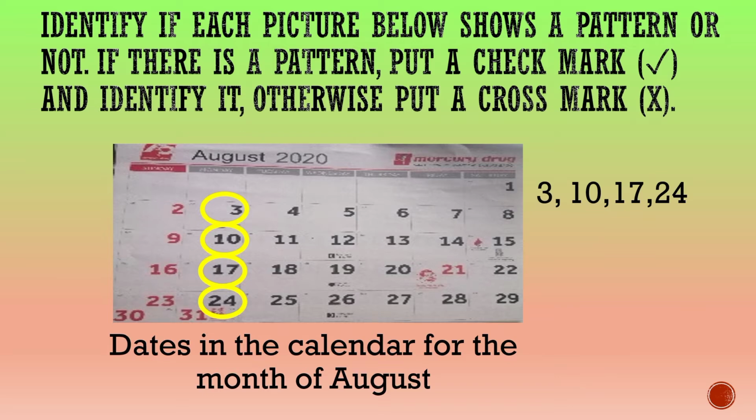How about the dates in the calendar for the month of August? Then circle dates 3, 10, 17, and 24. Does it display a pattern? I hope you put a check mark because it displays a pattern. Because 3, 10, 17, and 24 are all Monday. Monday for the month of August. And 10 is after 7 days from 3.